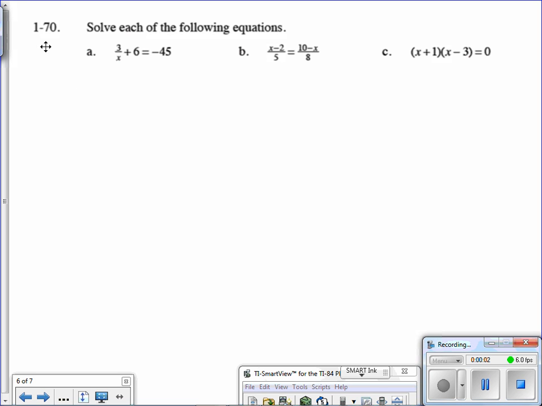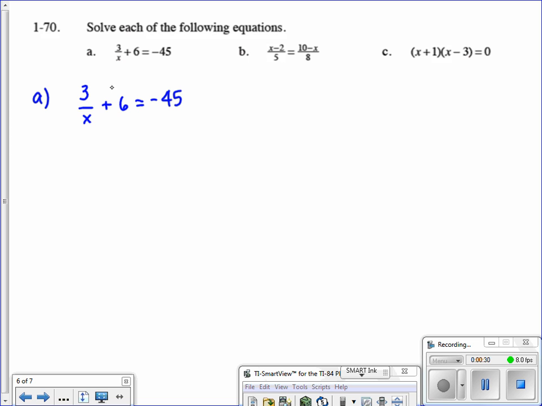All right, 1-70. Solve each of the following equations. Letter A: 3 over x, or 3 divided by x, plus 6 equals negative 45. Let's go ahead and start with that one. So we have 3 over x plus 6 equals negative 45.